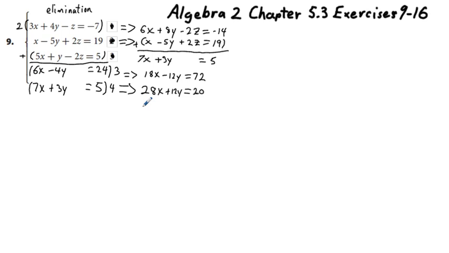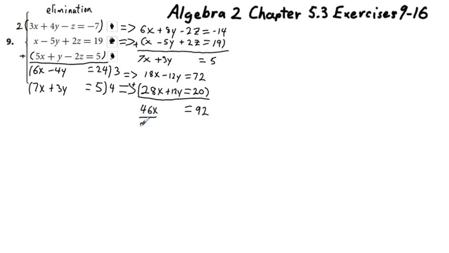And now we're going to add these two equations. So we have 18 plus 28, well, that's going to be 46x. 18x plus 28x is going to be 46x. And then negative 12y plus 12y is 0. And on the right side, we have 72 plus 20 is going to be 92. So now we have 46x equals 92.